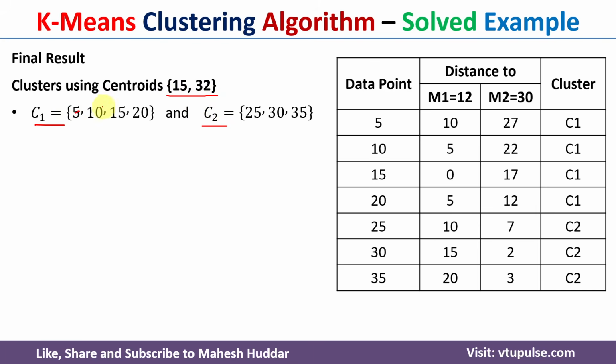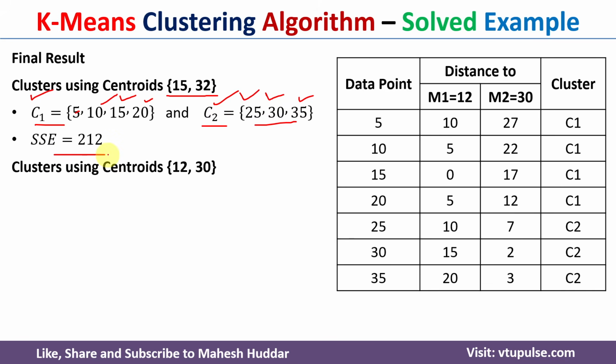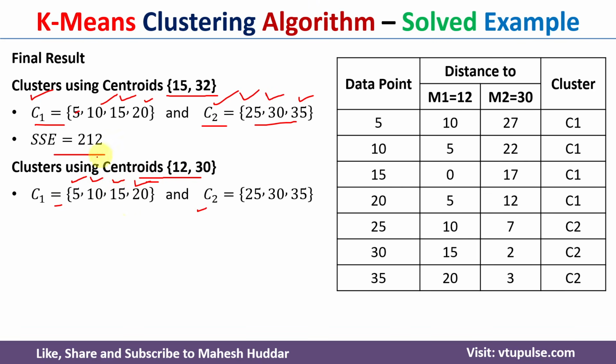So finally, we got the two clusters C1 and C2 by using the centroids 15 and 32. The data points 5, 10, 15 and 20 belong to cluster C1, and 25, 30 and 35 belong to C2. And for these centroids, we got the SSE equal to 212. And by using the refined centroids 12 and 30, again we got two clusters C1 and C2. The data points 5, 10, 15 and 20 belong to cluster C1 and the remaining data points belong to cluster C2. And by using these centroids, we got SSE equal to 176.